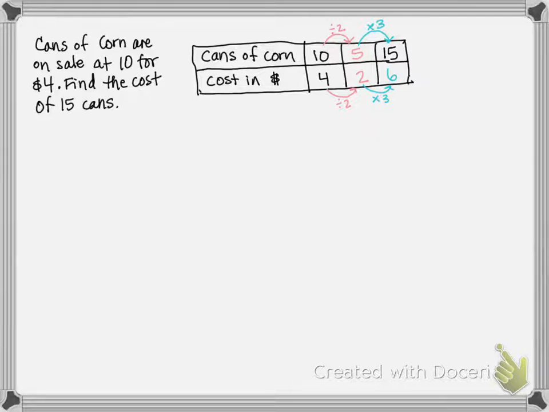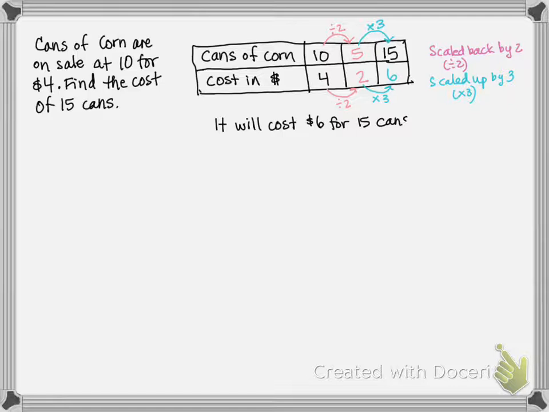So let's look off to the side. What did we end up doing here? We scaled back by 2, so that meant we divided by 2. And then we scaled up by 3, so that meant we multiplied by 3. Okay, so let's draw my conclusions. I could say it will cost, we're going to just look at that last column, $6 for 15 cans of corn.